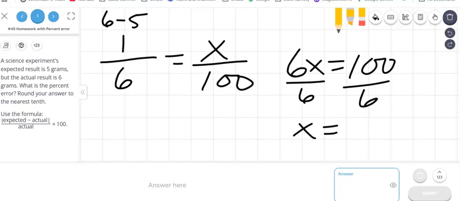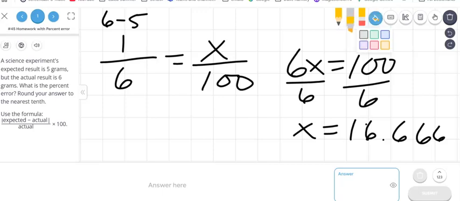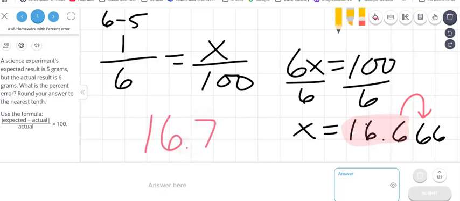Now I know we're going to get a long decimal, but it does tell us to round. So 100 divided by 6 is 16.6 repeating. And it says round to the nearest tenth. So the nearest tenth is that. And if we're going to round it, it tells us to round it up, so it'd be 16.7%.